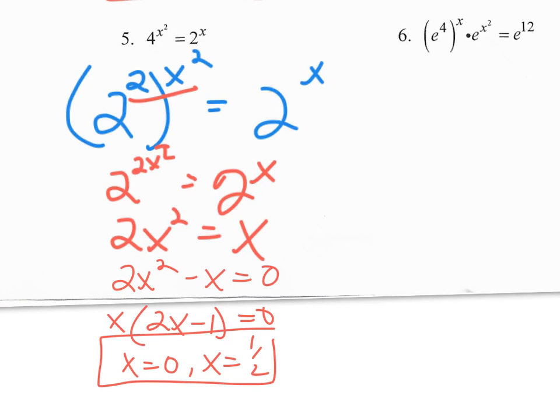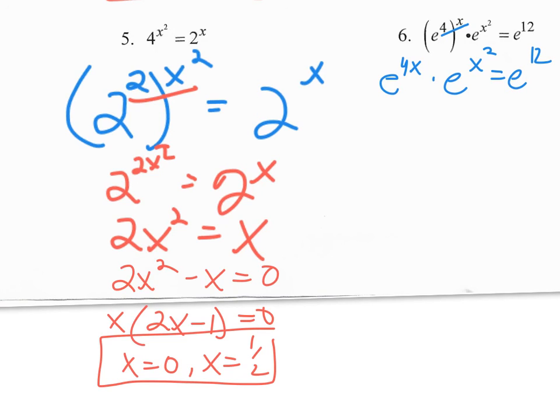Okay, last one. Here's the most complicated, and you'll have a chance to practice this in the homework. You've got 3 base e's here. First let's use the rules. If I have an exponent to an exponent, I'm going to multiply them. So I get e to the 4x, e to the x squared equals e to the 12th.